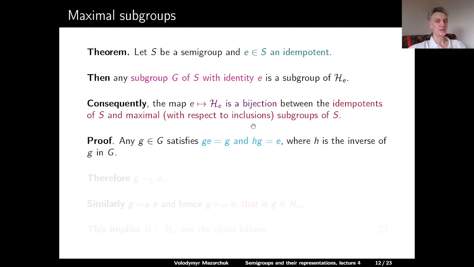Proof: any element G in our group G satisfies that G times E is equal to G, and H times G is equal to E, where H is the inverse of our element in our group.